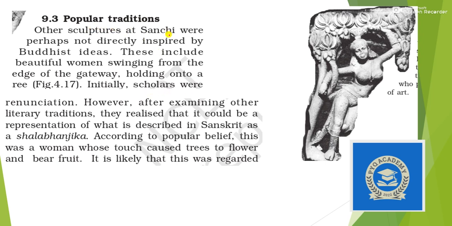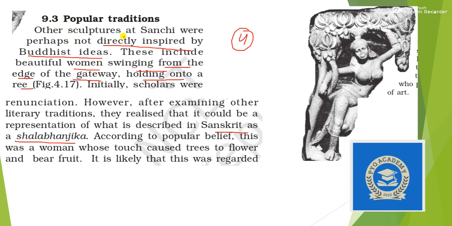In the fourth chapter, I think, of Themes 1 part 1, you can see here: other sculptures at Sanchi were perhaps not directly inspired by Buddhist ideas. These include beautiful women swinging from the edge of a gateway holding onto a tree. However, after examining other literary traditions, they realized that it could be a representation of what is described in Sanskrit as Sahal Vanjika. So Sahal Vanjika is nothing but a beautiful woman swinging from the edge of the gateway, holding on to a tree. This is one piece of information we got from here.